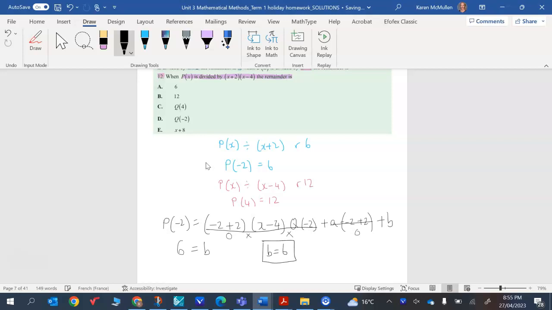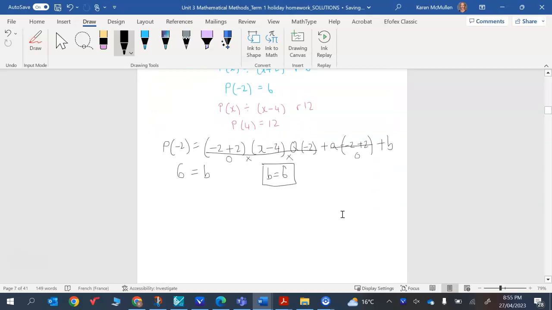Now my b and my 6 kind of look the same, so let's change that to make it look more like a 6. Didn't really work. All right, and we do the same thing with 4. And you will notice, without doing too much work, when I put a 4 here, that's going to equal 0. Okay, so I'm just going to get rid of that.